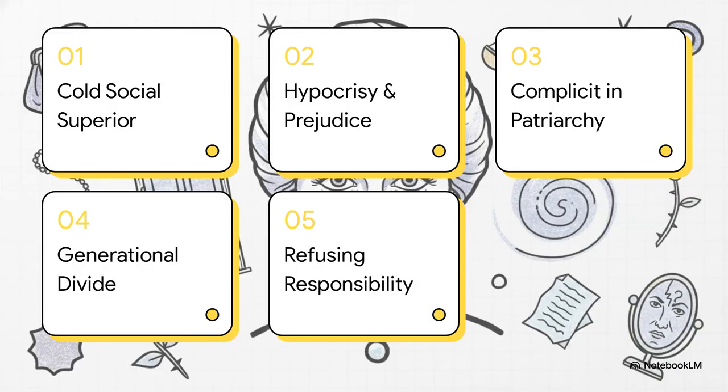Here is our roadmap for today. 1. The cold social superior. 2. Hypocrisy and prejudice. 3. Complicit in patriarchy. 4. The generational divide. And finally, 5. Refusing responsibility. Let's get right into it.